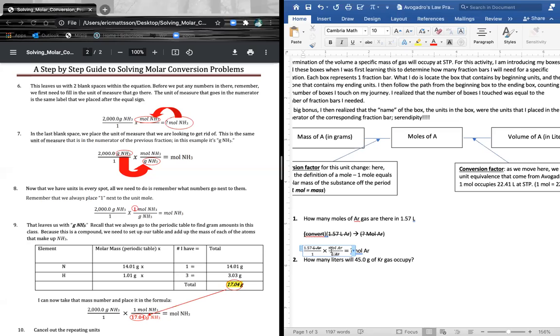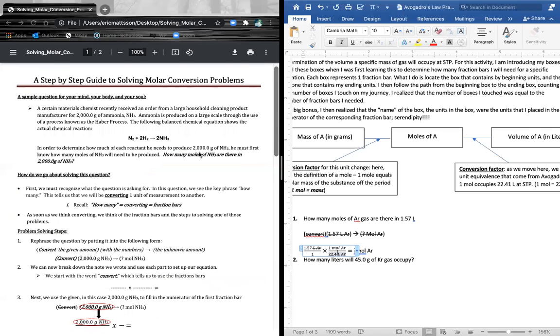So now again, I would ask myself, do I have a relationship between moles and liters? And we do. So 1 always goes next to mole. And if I have 1 mole of gas, it means that I have my 22.4 liters of gas. So then I'd go ahead and solve that.